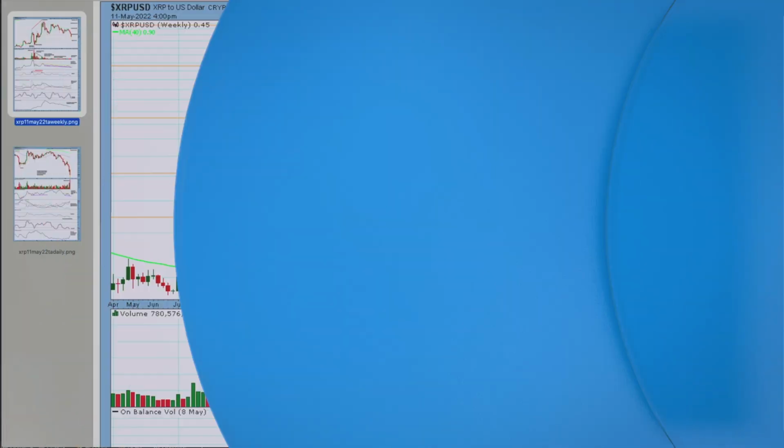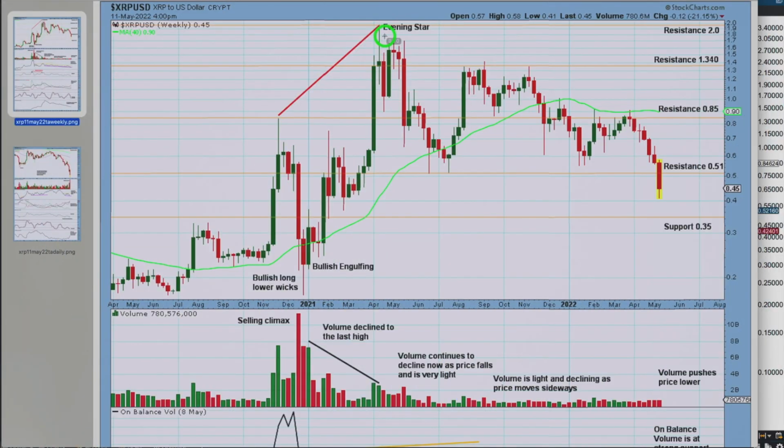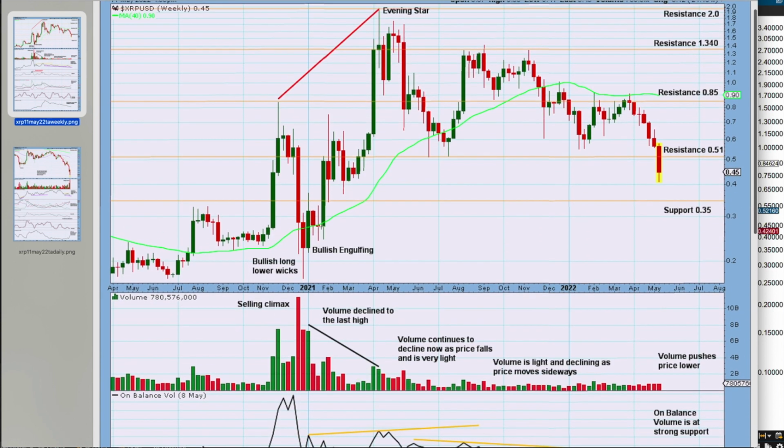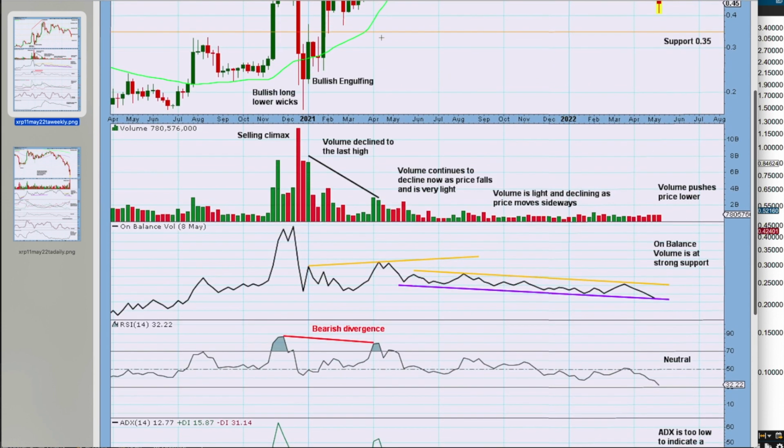Weekly chart first. At this last high here, a bearish candlestick pattern, an evening star, so downward movement found support at 51. It's just broken through support in the last week, so next support is 35. At this high here, there was declining volume and bearish divergence between price and RSI, so that indicates a more important or more sustainable high.